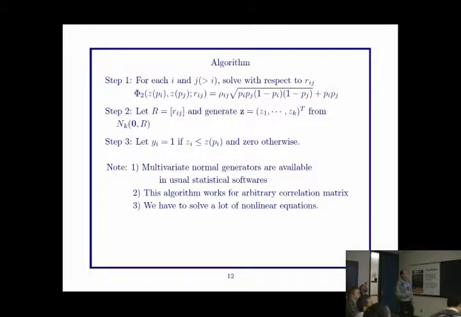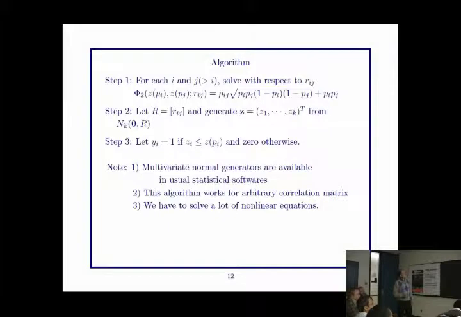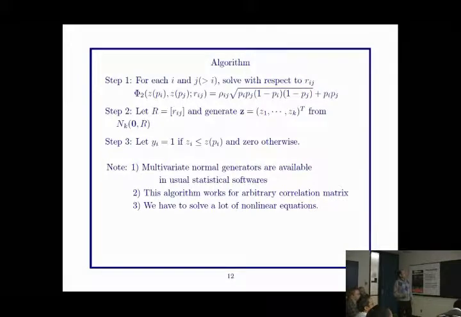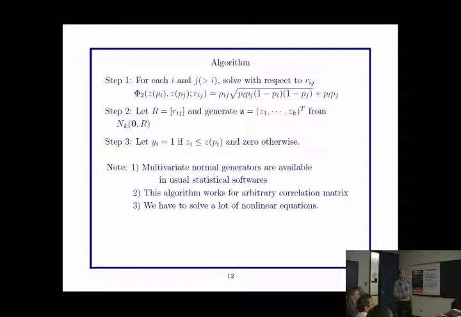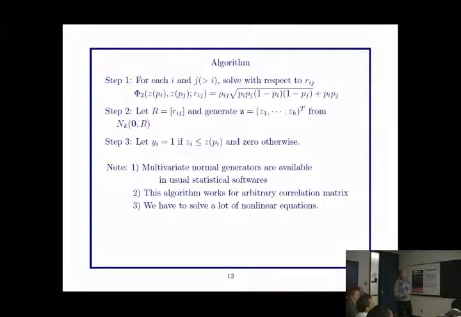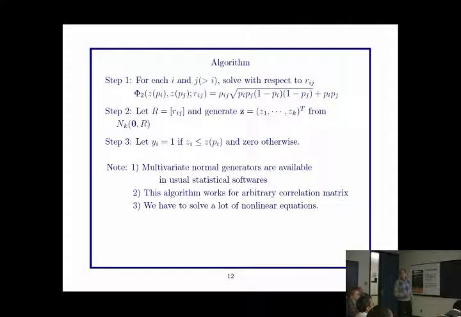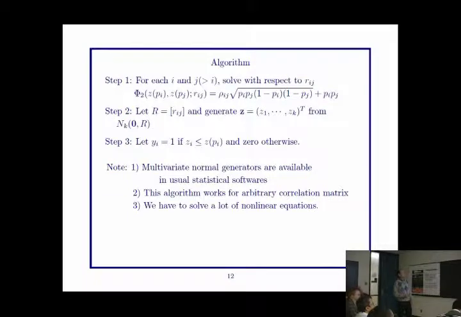Okay? But since they started with this multivariate normal correlation matrix, it can allow negative correlation. It can be any non-negative definite matrix. Okay? So that is quite general. But the main problem is computation.